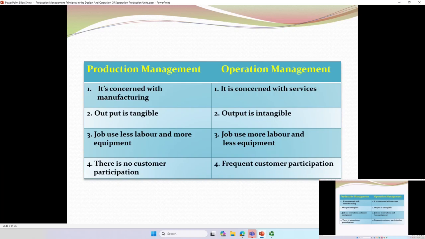But most of the times, at the end of the day, where you find yourself is actually not production. So some of the things you will do are more of operation. So that is the reason why you need all this. And the last one is that there is no customer participation in production management. You are the only one doing that. But in operation management, there is frequent customer participation.